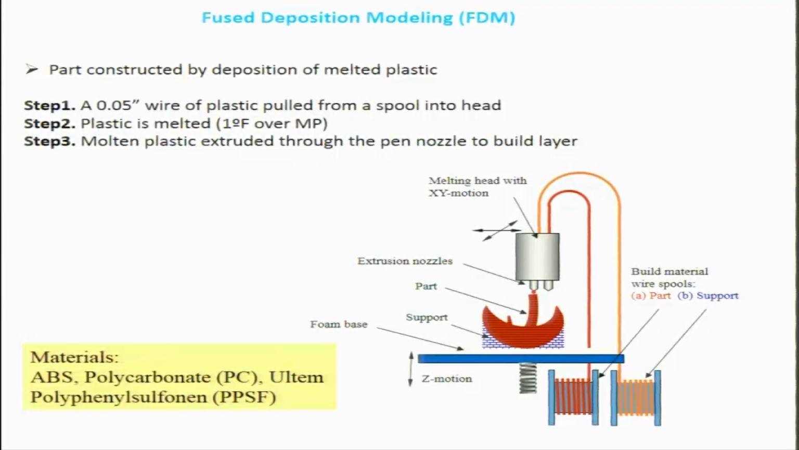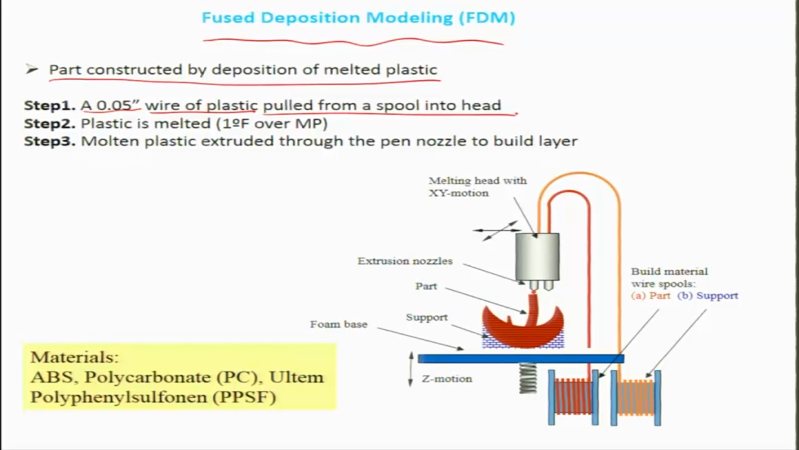The next very important process, which is very widely used across the globe as one of the solid based manufacturing processes, is the FDM or fused deposition modeling process. Here the part is constructed by deposition of melted plastics. Step 1 of the process involves a wire of plastic which is fed into the system. It is about 0.05 inches in diameter, and it is pulled from the spool into a head.